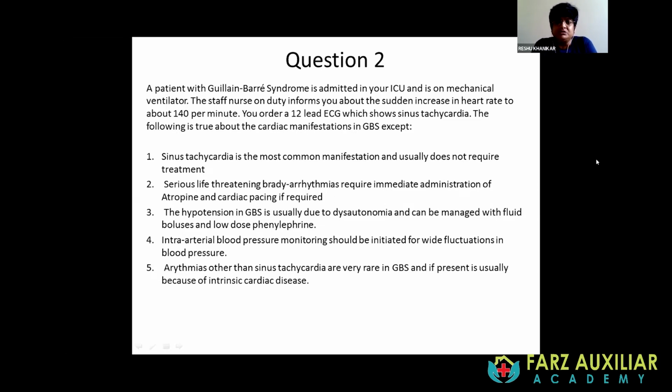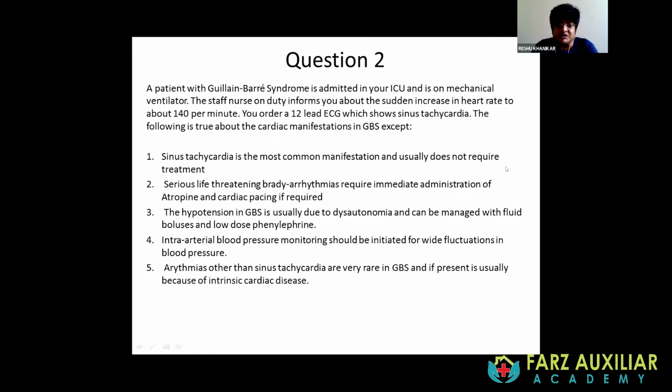So what happens in GBS? What do you think? Basically in GBS, there is some autonomic dysfunction, right? Because this is a disorder of the nerve, so there is some dysautonomia. There might be some arrhythmias, right? So what do you think is the answer here? The question says the following is true except.